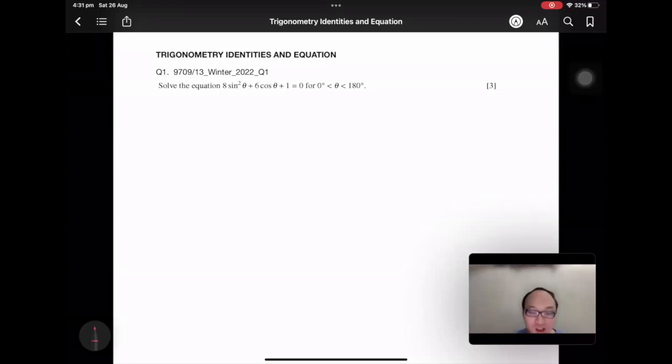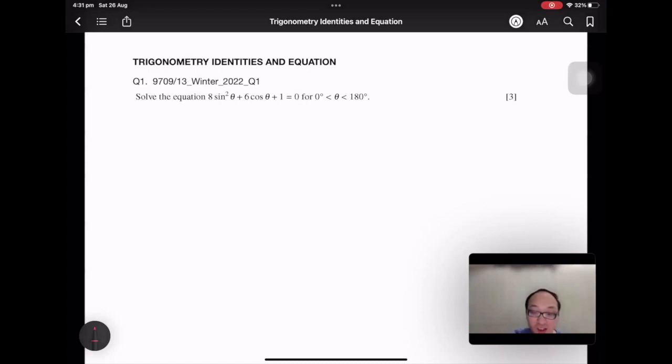Solve the equation 8 sine square theta plus 6 cos theta plus 1 equals 0 for 0 to 180 degrees. For this, we see that the equation contains sine and cos. To solve this kind of equation, we have to make the same trigonometric function, so express it in a single trigonometric function.